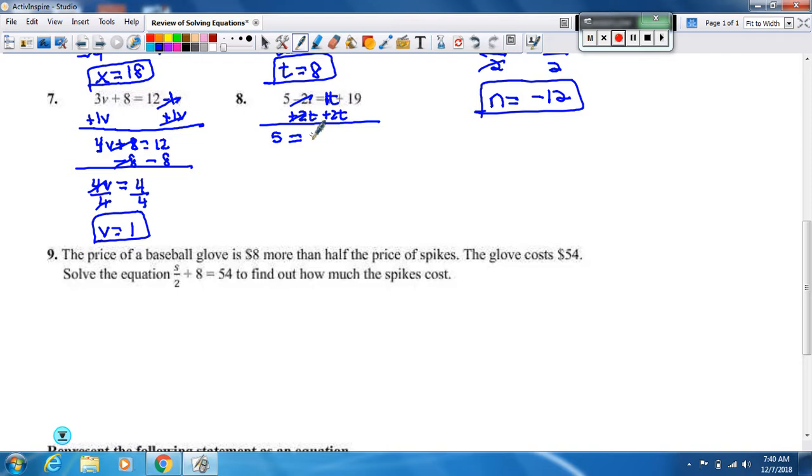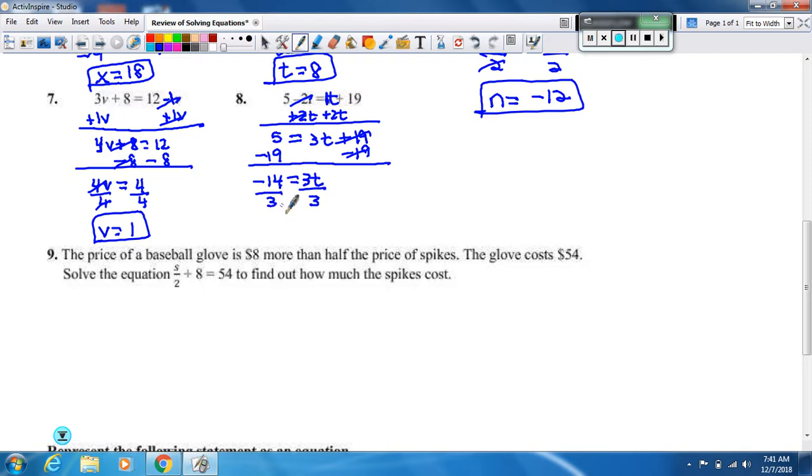1t plus 2t is 3t. And bring down the positive 19. Now I'm going to subtract 19 from both sides. So 5 take away 19 is negative 14 equals 3t. Opposites cancel. This is 3 times t. The opposite of times is divide, so I'm going to divide both sides by 3.